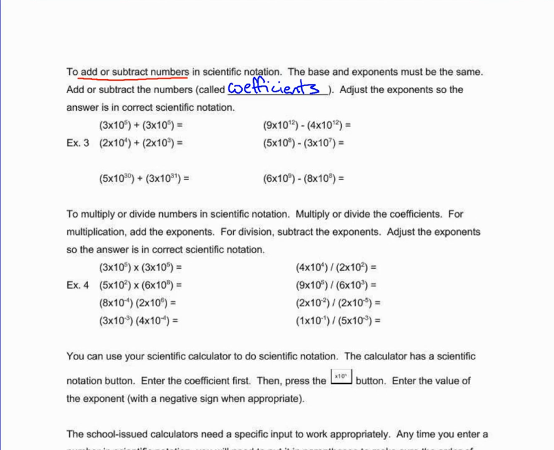So in example 3, I have this first one, 3 times 10 to the 5th plus 3 times 10 to the 5th. Now both of these have the same base of 10, they have the same exponent of 5, and so we're good to go here. We can go ahead and add these numbers together. So we have 3 plus 3 is 6, and then it's times 10, and the exponent is going to be the same, times 10 to the 5th.